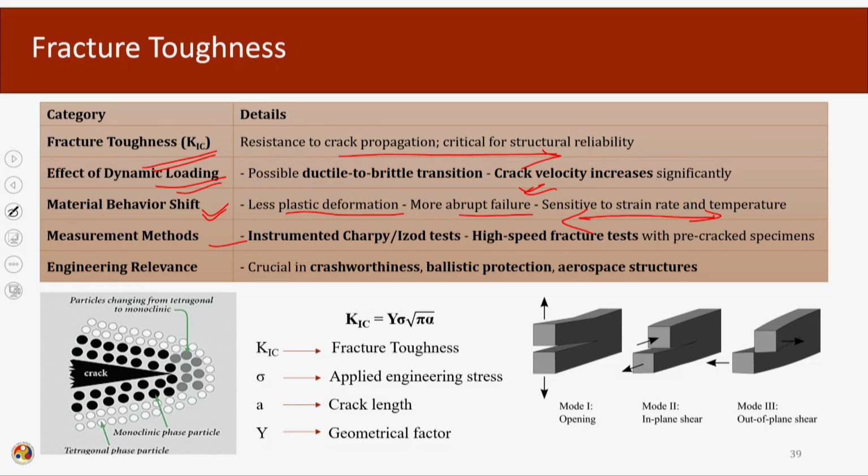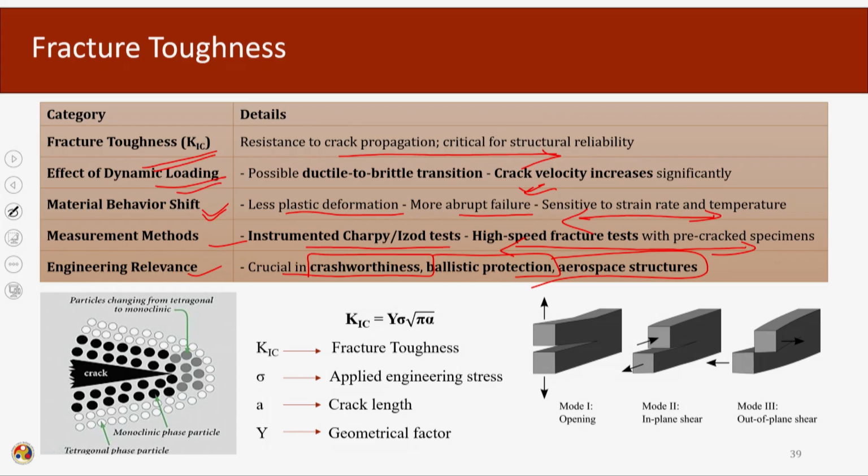What are the measurement methods? As we have seen, Charpy or impact tests and high speed fracture tests with a pre-cracked specimen can be used to measure the fracture toughness. What is the engineering relevance? It is essential in designing for crashworthiness, plastic protection, and aerospace structures. Any type of protection will require an estimate of the fracture toughness.